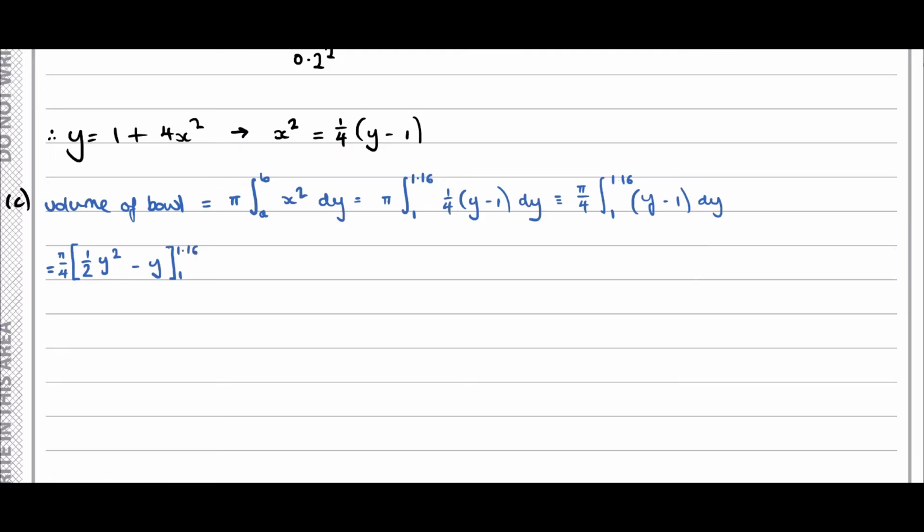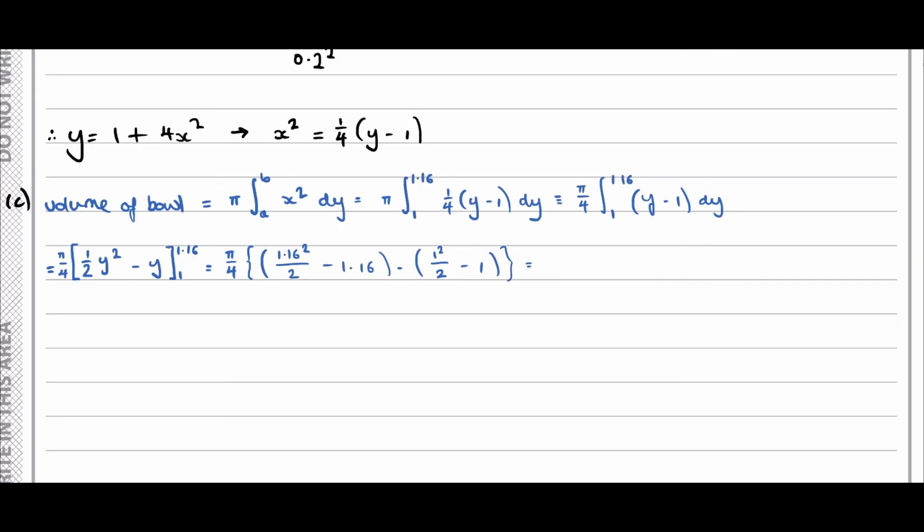So with that being said, what this is equal to then, we have pi over 4, and then for our upper limit, we have 1.16 squared over 2 minus 1.16. For our lower limit, we have 1 squared over 2 minus 1. Work this out.